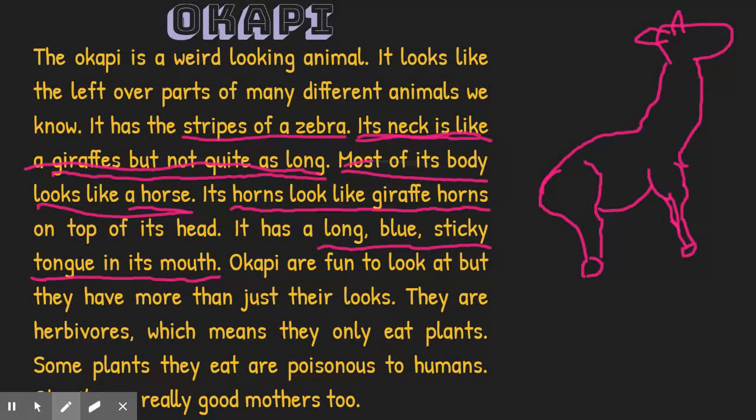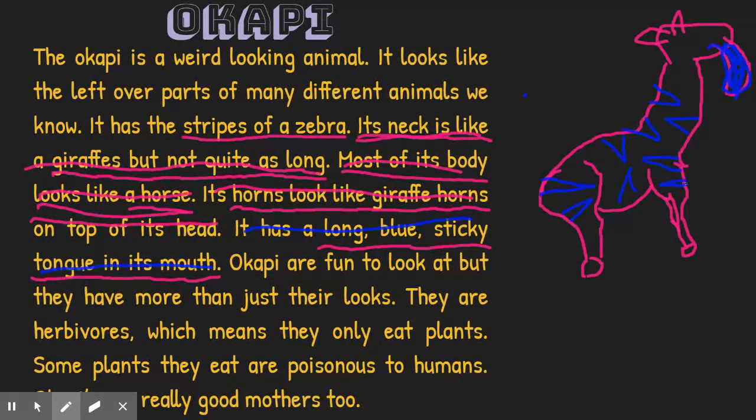All right, so I did the horse part. I'm gonna cross that out. I did the horns, top of its head, a long blue sticky tongue. Can I change it to blue? Oh, I sure can. Let's make it blue. A long blue sticky tongue. All right, so we got that part. A long blue sticky tongue in its mouth. Oh, and then the stripes of a zebra. I know the stripes are black and white, but the screen's already black. I mean, I guess we could do white, but I'm already starting with the blue.